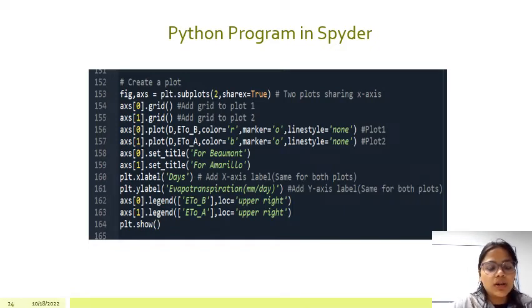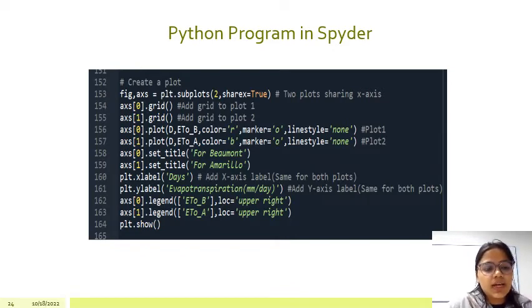By using dot plot, now we are plotting our graph. D is the x-axis and et not b is evapotranspiration of Beaumont, which is for the y-axis. The color is selected as R and marker is circle. We have not defined line style, and it is the same for axis 1. We have set our title as Beaumont City, and for Amarillo, Amarillo City.